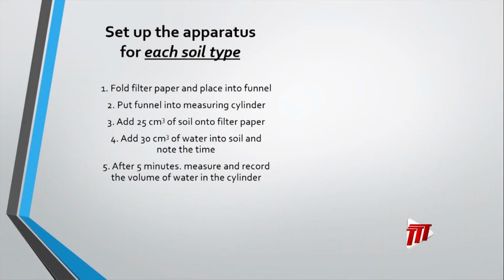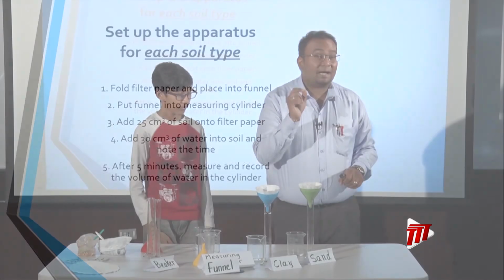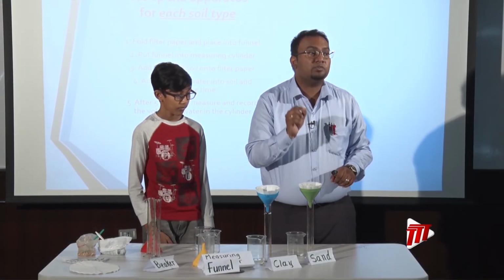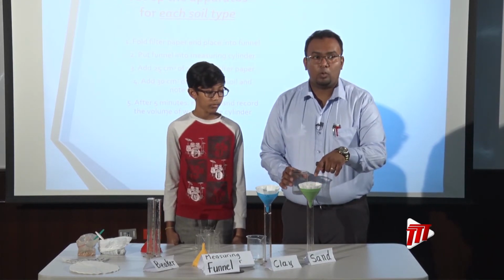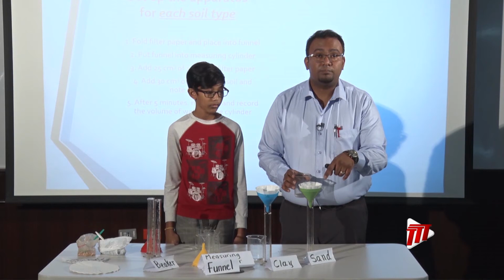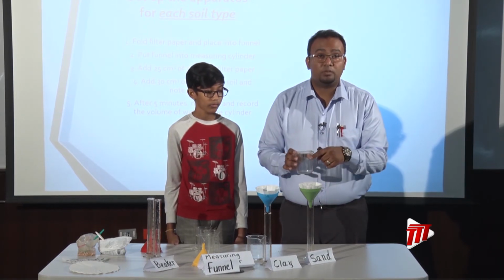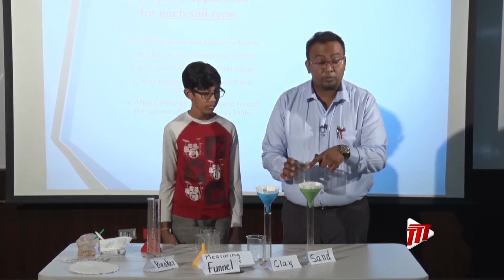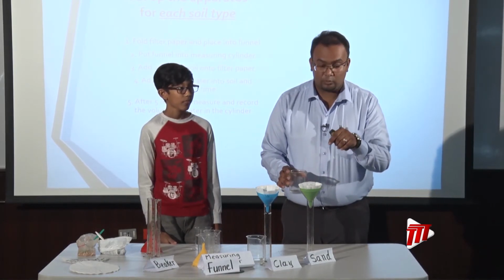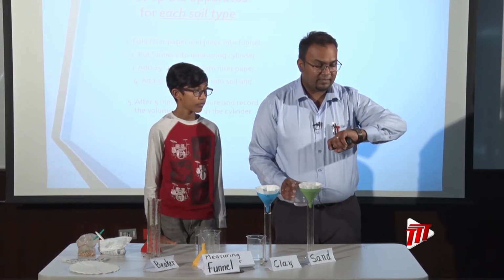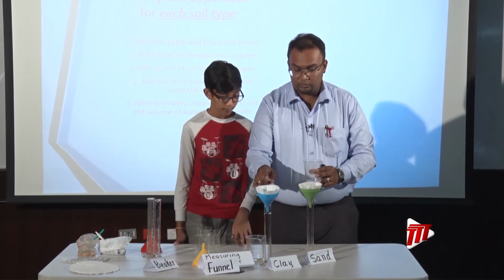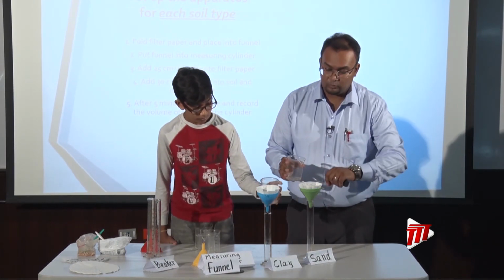And what we're going to do now, we are going to add the water slowly. We have to add it slowly because we want to make sure when we are pouring the water, it doesn't go up and flow over. We're going to make sure that all the water we pour goes through the sample and through the filter paper down into the measuring cylinder. So I'll take note of the time, and Arian, you could pour gently into that one.